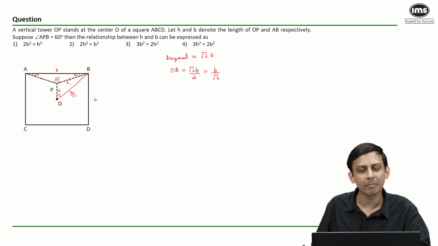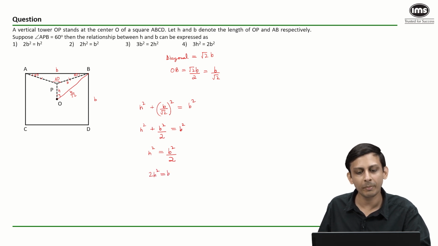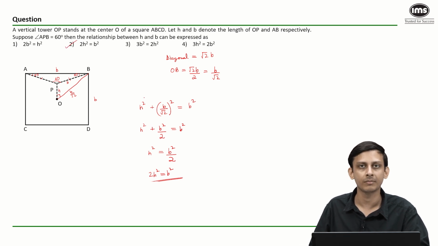Now we can use Pythagoras in this right angle triangle. So we can say that h square plus b by root 2 whole square is equal to b square. Simplifying this, h square plus b square by 2 is equal to b square. So we'll get that h square is equal to b square by 2, which will give us that 2h square is equal to b square. So we are getting this relationship between h and b. 2h square is equal to b square, which is there in option 2.